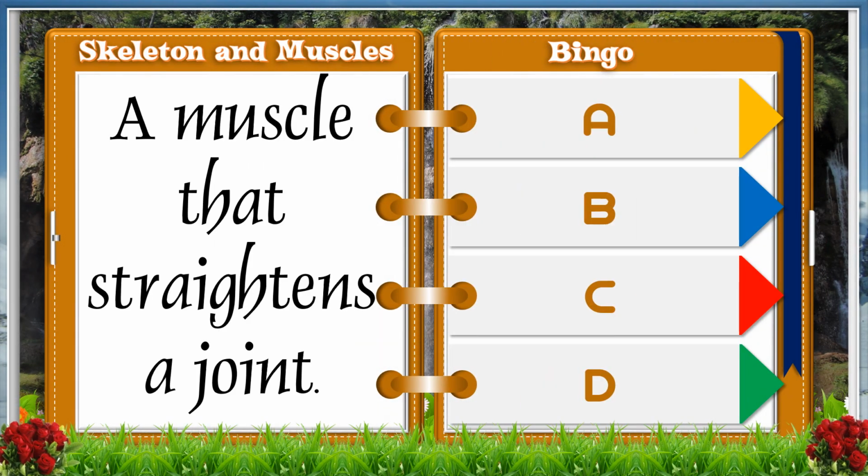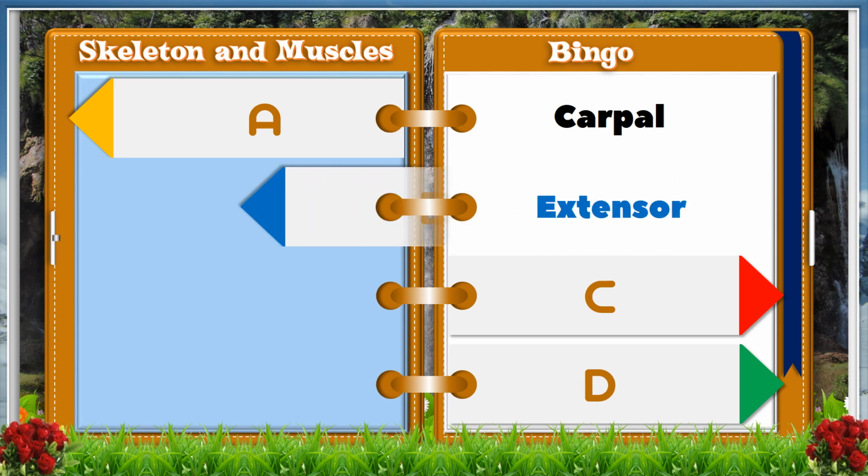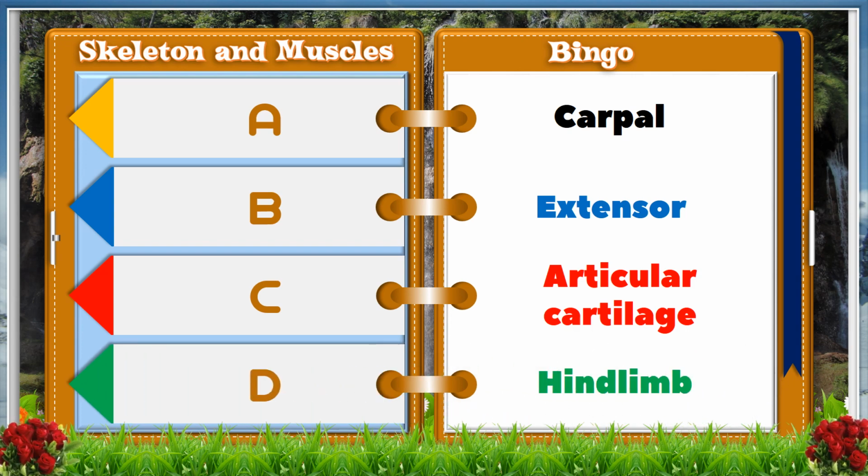A muscle that straightens a joint. A. Carpo. B. Extensor. C. Articular cartilage. D. Hind limb. And the answer is B. Extensor.